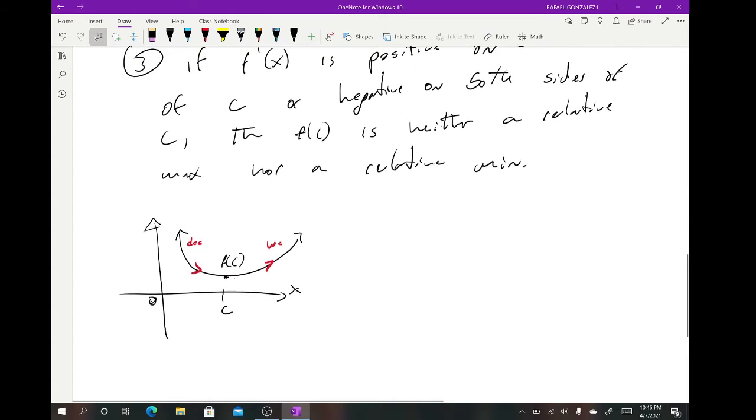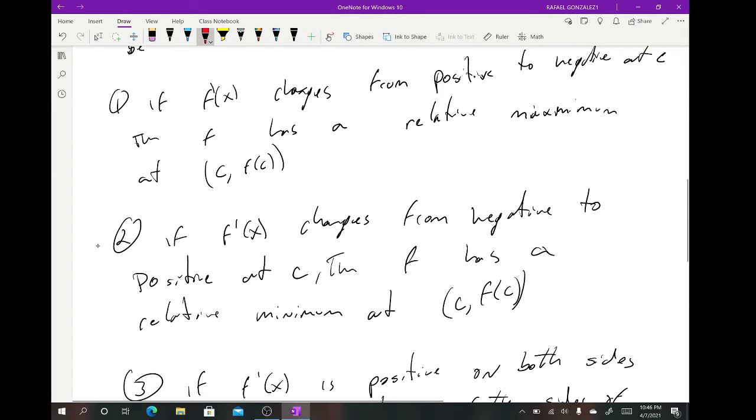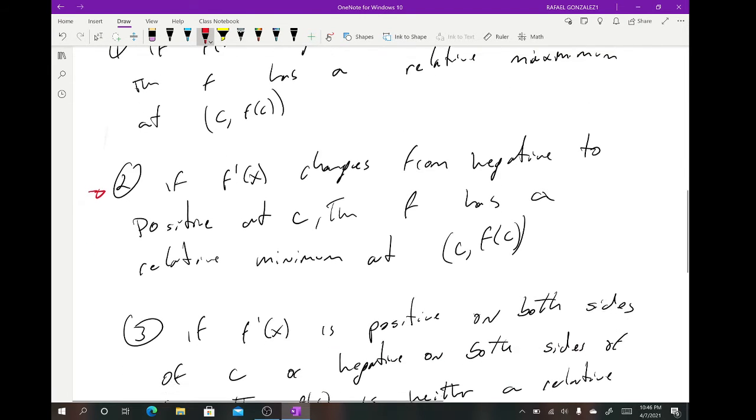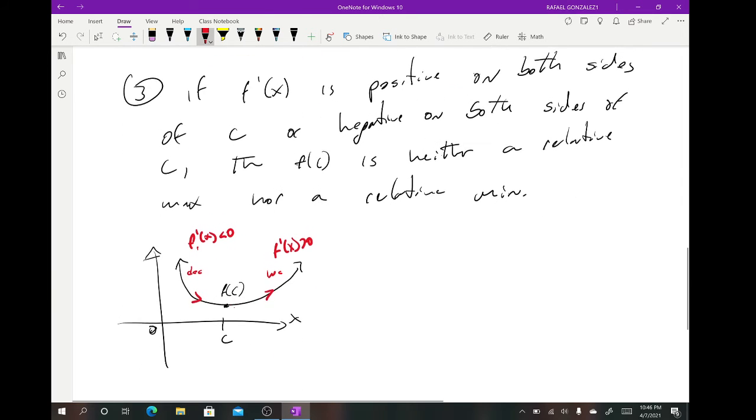Because remember, from the previous section, we know that when the function is decreasing on an interval, that means that the derivative is negative, and when the function is increasing on an interval, that means that the derivative is positive on that interval. So we're going from the derivative being negative to the derivative being positive. And by number 2, if the derivative changes from negative to positive at C, then we have a relative minimum at this point. So this is the relative minimum. So that will be your relative minimum situation.